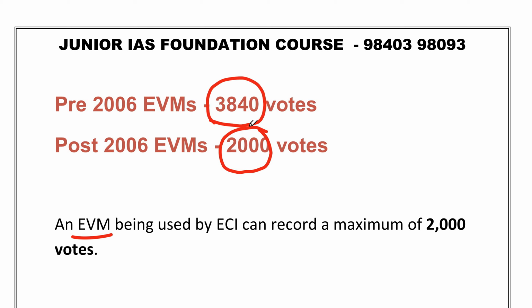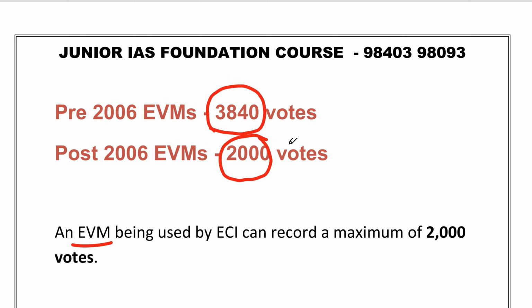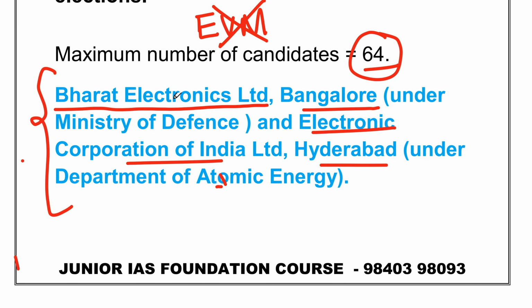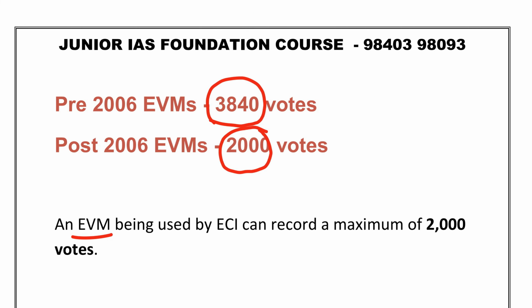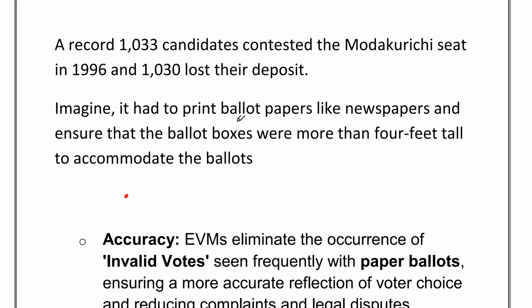So please show the previous page. Okay, write the previous page again: Bharat Electronics Limited, Bangalore, and ECIL, Electronics Corporation of India Limited, Hyderabad. So now the electronic voting machine can record a maximum of what? 2000 votes. One interesting thing happened in Tamil Nadu.